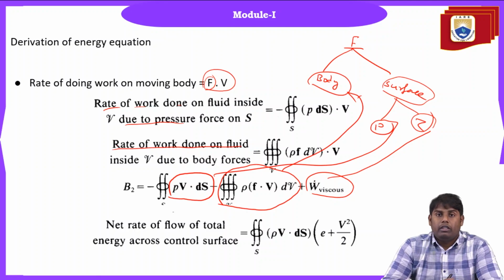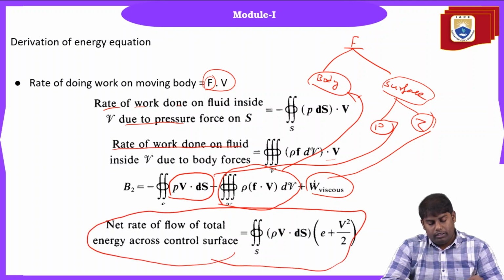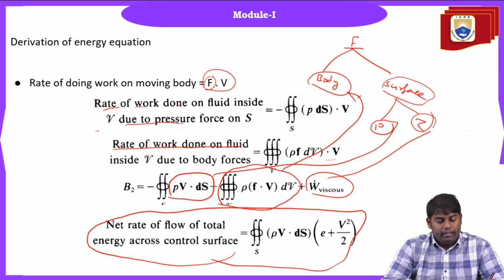So force F is divided into body force and surface force. Here you can see for surface force you have pressure and viscous, and for body force, the rate of work done on the fluid inside volume V is this one: triple integral of rho F dot V dV. This is what we have, and then the net rate of flow across the control surface. So this is B2, fine.